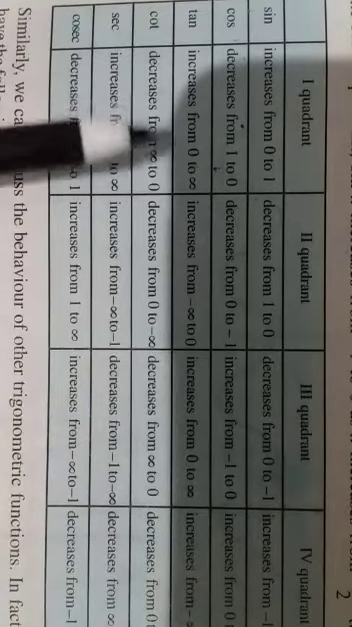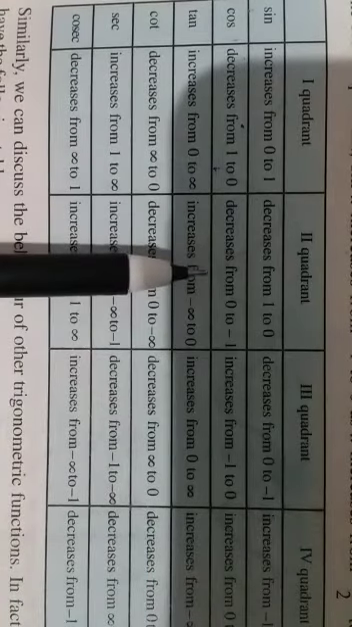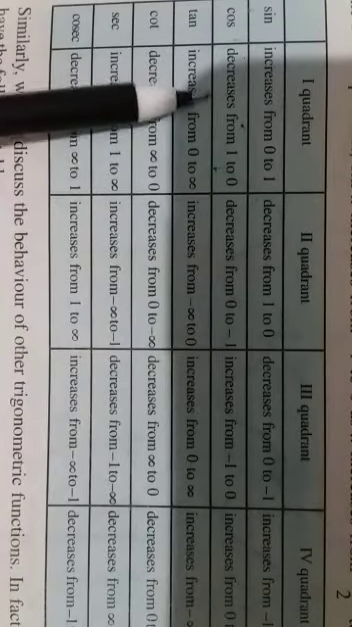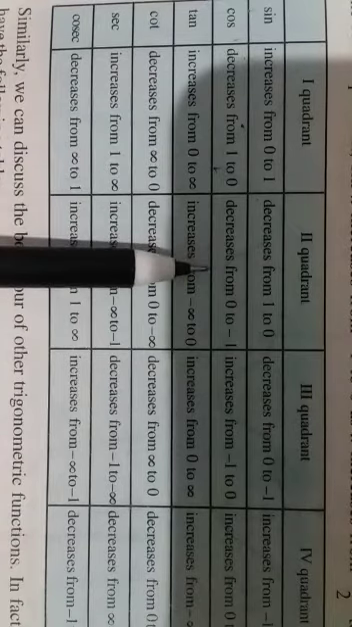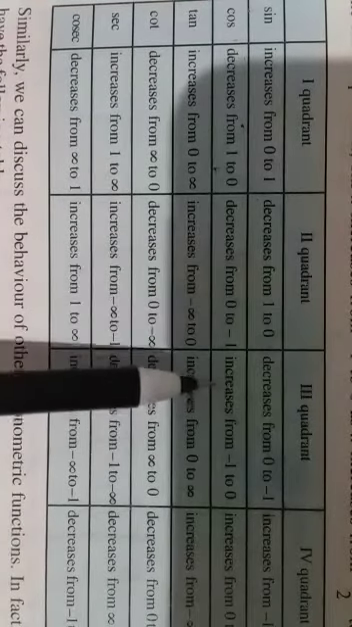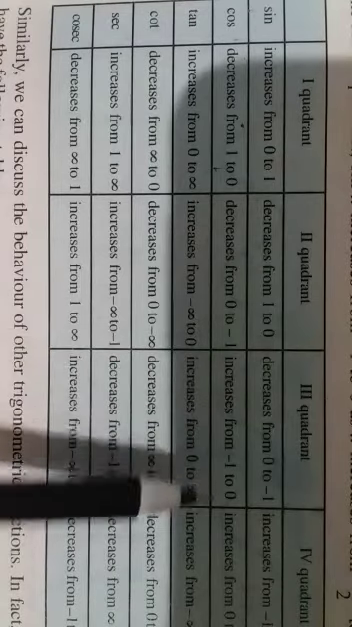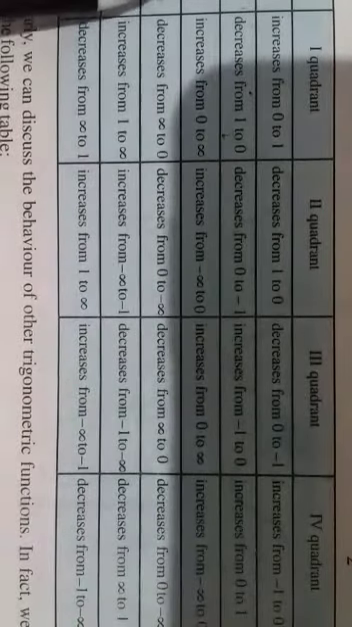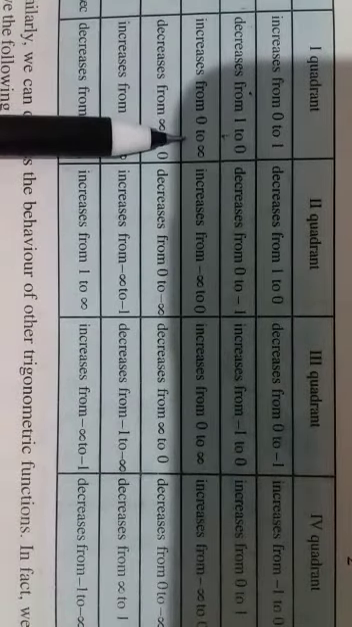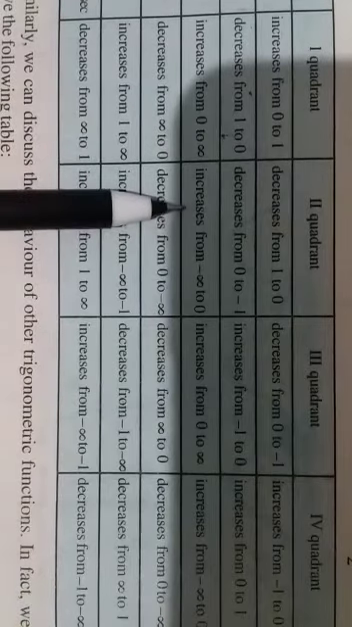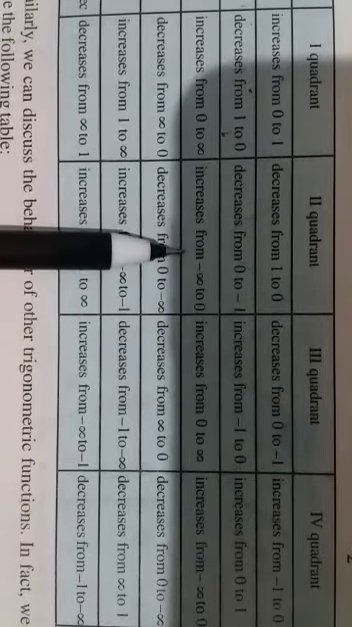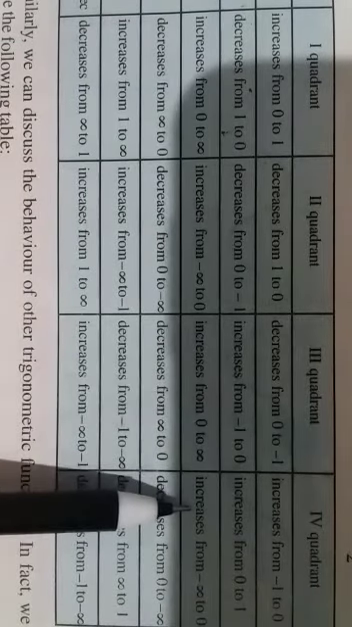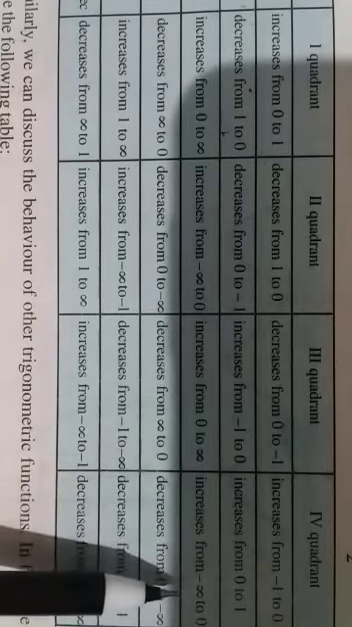Cos in the first quadrant decreases from 1 to 0 and in the second quadrant decreases from 0 to minus 1. Similarly, in the third quadrant, it increases from minus 1 to 0 and in the fourth quadrant increases from 0 to 1. Then tan increases from 0 to infinity in the first quadrant. In the second quadrant, it increases from minus infinity to 0, in the third quadrant, it increases from 0 to infinity, and in the fourth quadrant, it increases from minus infinity to 0.